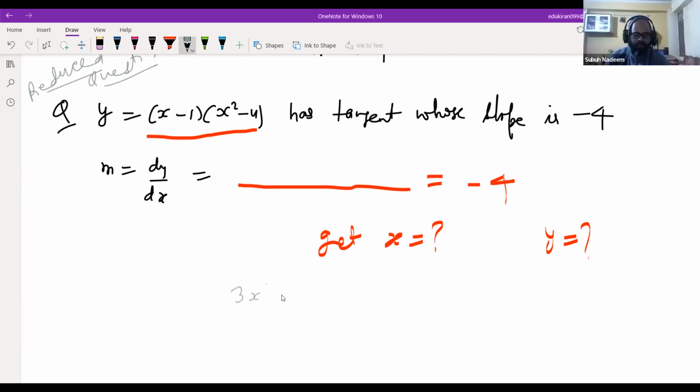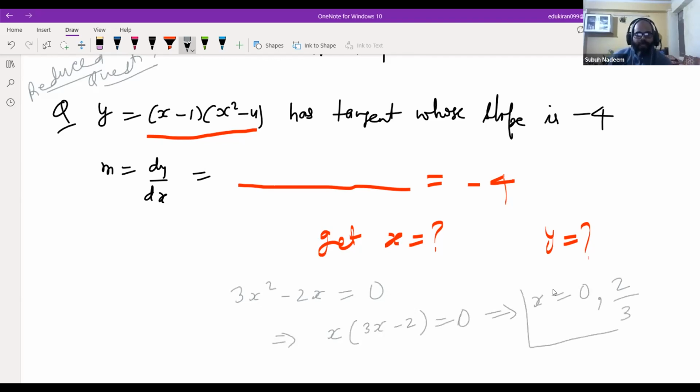3x square minus 2x, that will be equal to 0. So if you take x as common, you will get x(3x minus 2) is equal to 0. So from here you get x either 0 or x as 2 by 3. These two values are possible.